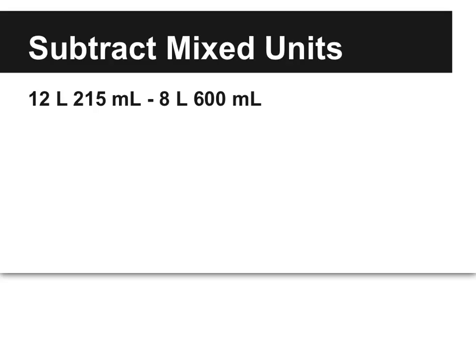So again, this problem has multiple ways it can be solved. I could subtract liters from liters and milliliters from milliliters, but I see that I have an issue here. If I try to do 215 milliliters minus 600 milliliters, I wouldn't be able to do it because 600 is larger than 215. To do that, I would have to borrow from my liters and make it 11 liters. And then I would add on to 215 1 liter. But instead of writing it as 1 liter, how else can I write it?